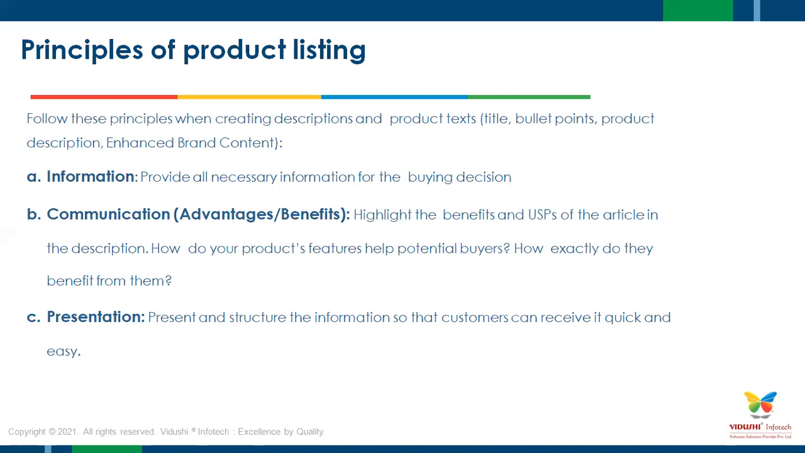Next point, communication, advantages and benefits. A seller should highlight the benefits and USPs of an article in the description. How do your product's features help potential buyers? How exactly do they benefit from them? How does your product stand different from other products, other competitors? How will the buyer benefit if he purchases your product? These advantages or benefits should be mentioned in the description or key features part of your product.